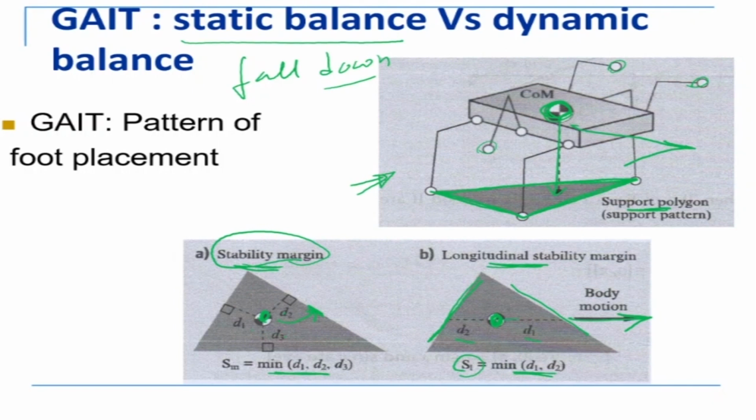As this is moving like this, again the same argument: as it is coming nearer and nearer to this boundary, it is slowly tending to become unstable. And it becomes a limiting case on that boundary, and then it becomes unstable if it goes out. So this is basically how we define the stability margin, and this is what we mean by gait.